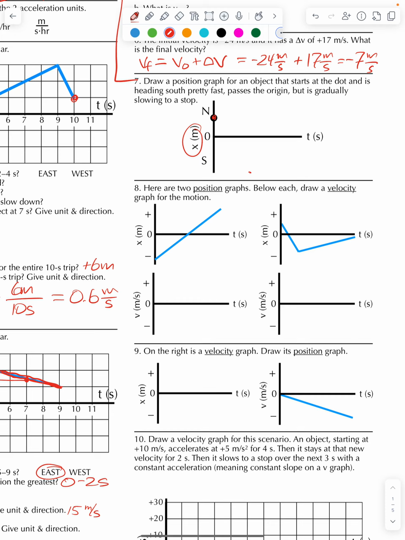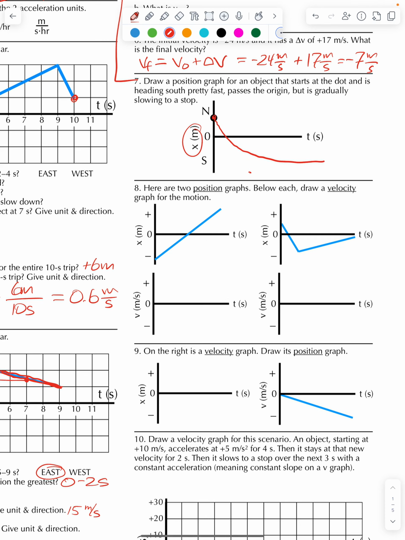So it passes the origin. So I've got to go past the origin here. So I'm going to draw something like that. And gradually slowing down to a stop, which means it's horizontal. That looks pretty good. Yours might not be exactly the same, but that is accomplishing it. We were going south, going pretty fast at first. It was steep, but we slowed down. It was becoming less steep, and we became horizontal. So that is stopped.